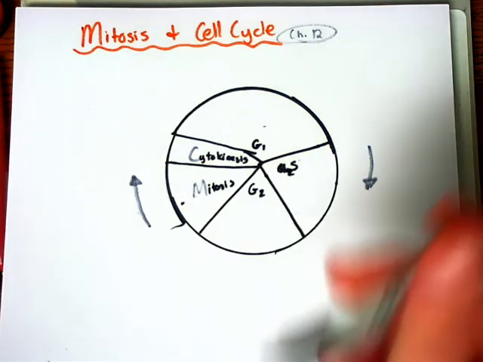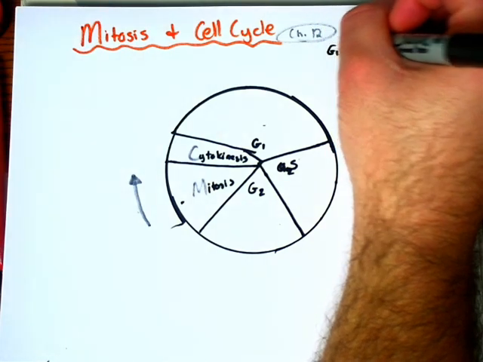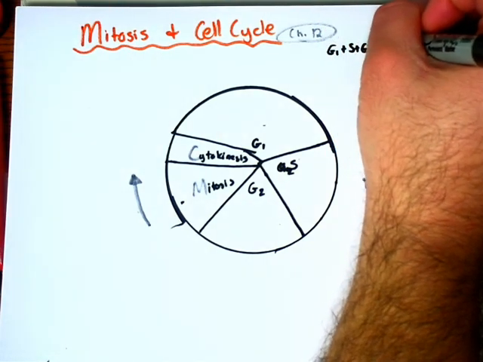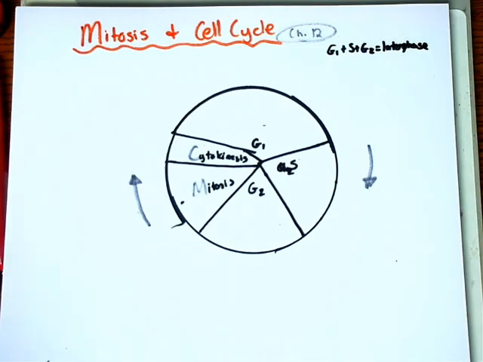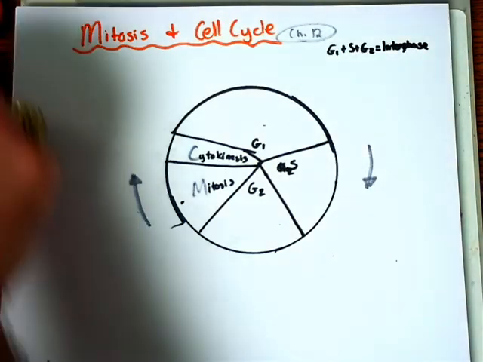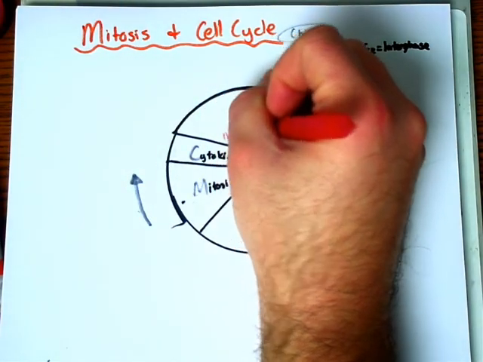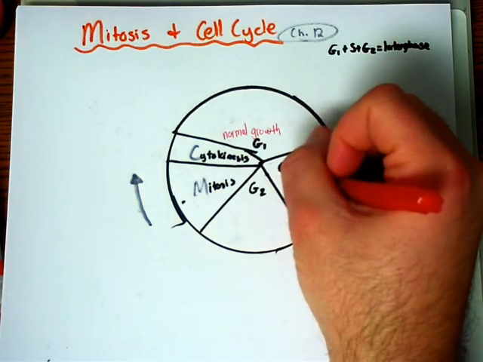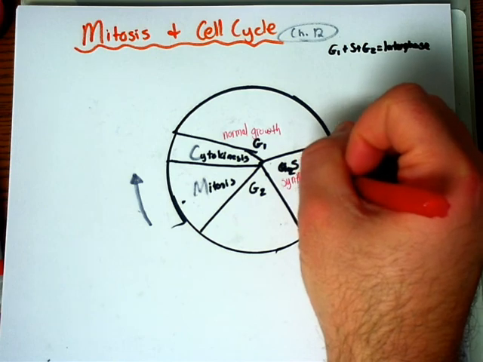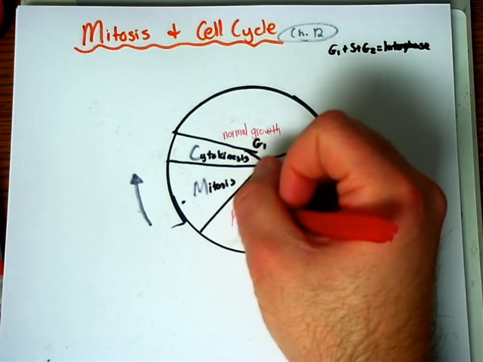Awesome. What is G1 and S and G2 known as? Okay, so that's known as interphase. Write that up at the top. Make sure we got that. And then remember that G1 is basically a section or a time frame of normal growth. S is, of course, synthesis of DNA. And G2, of course, is prep for mitosis.